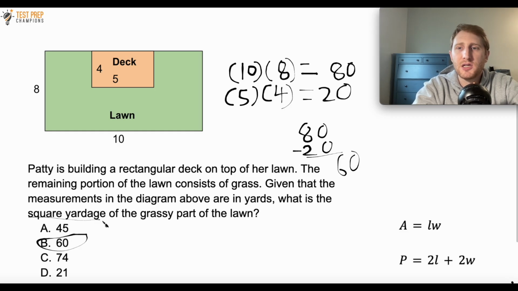And in this case, we had to do two different area calculations. But the point I want to make here is that area is measured in square units. And sometimes if you see something like square yardage or square footage, that could be a tip-off that you're going to want to use the area formula at some point in the question.